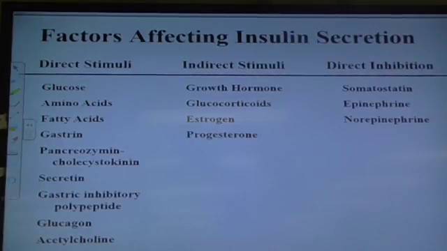And so what you're trying to protect the body from is excessive increase of glucose from eating.